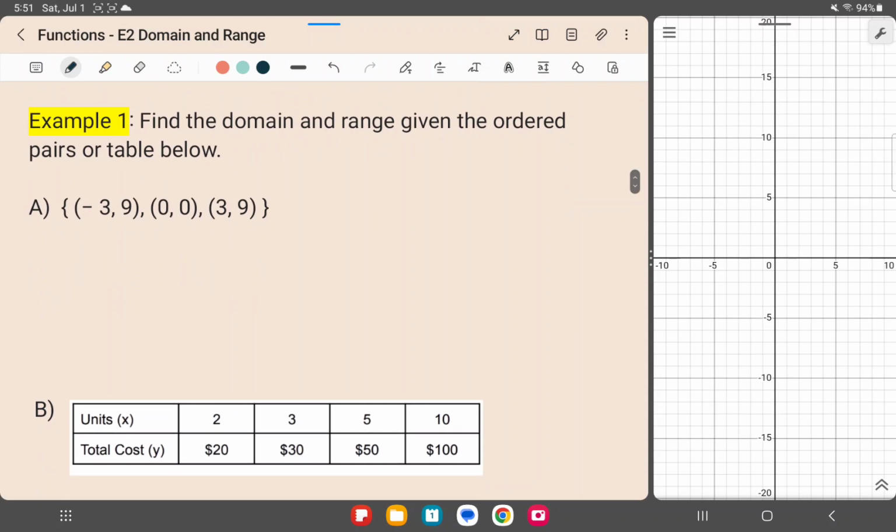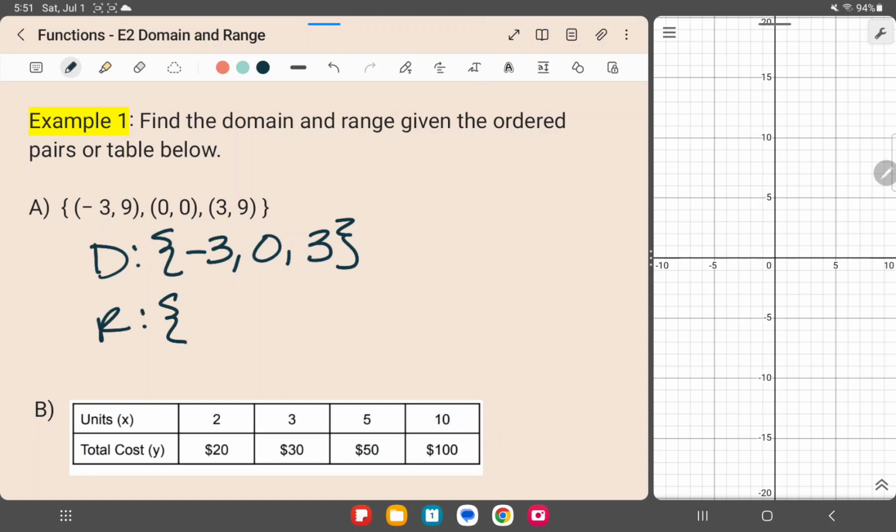Find the domain and range given the ordered pairs or table below. So, to find my domain, I'm just going to list the x values. And in this set of ordered pairs, we have -3, 0, and 3. To find the range, I'm just going to list what y values we have. We have 9, 0, and another 9. We don't need to write it twice. So, that's my domain and range for a set of ordered pairs.